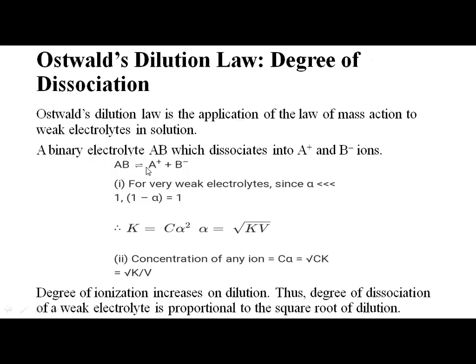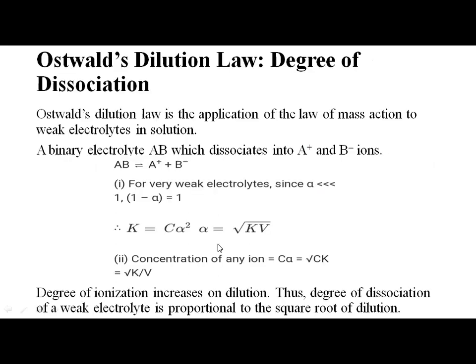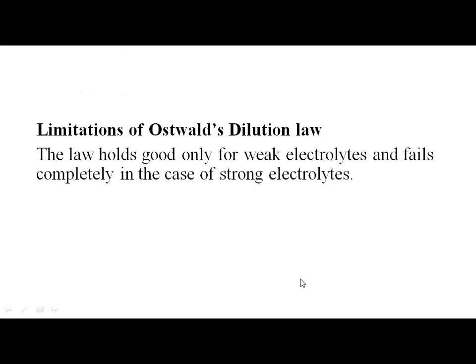For a binary electrolyte, it dissociates to give A+ and B-. For very weak electrolytes, dissociation is very much less than 1. Therefore, 1 minus alpha is almost equal to 1. So I can write K is equal to C alpha square, or alpha is equal to root of K by C, or root of KV. So concentration of any ion is given by C alpha, or root of KC. Degree of ionization increases on dilution. Thus, degree of dissociation of the weak electrolyte is directly proportional to the square root of dilution.